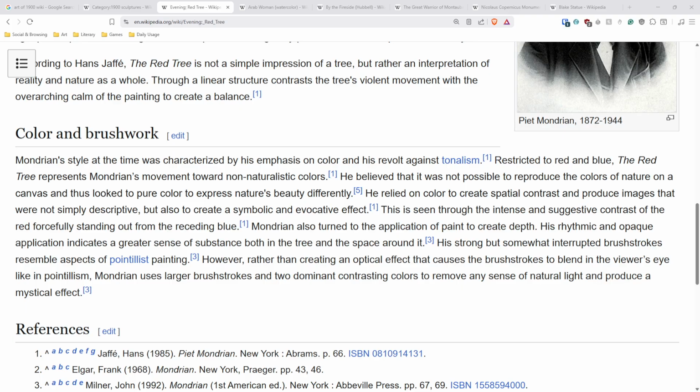Okay. Color and brushstroke. Mondrian's style at the time was characterized by his emphasis on color and his revolt against tonalism. That's a word I haven't heard in a long time. Restricted to red and blue. The Red Tree represents Mondrian's movement towards non-naturalistic colors. He believed that it was not possible to reproduce the colors of nature on a canvas, and thus looked to pure color to express nature's beauty differently. He relied on color to create spatial contrast and produce images that were not simply descriptive, but also to create a symbolic and evocative effect.